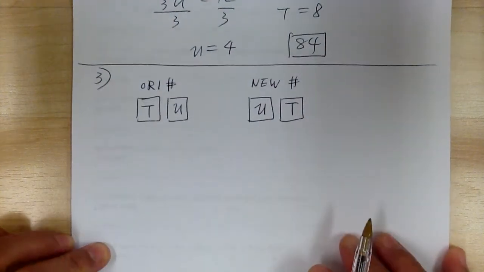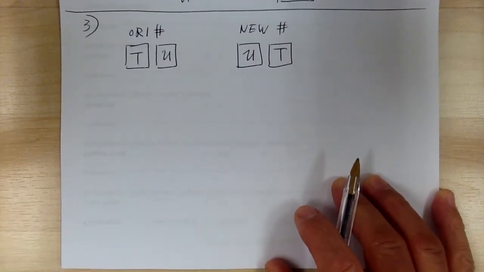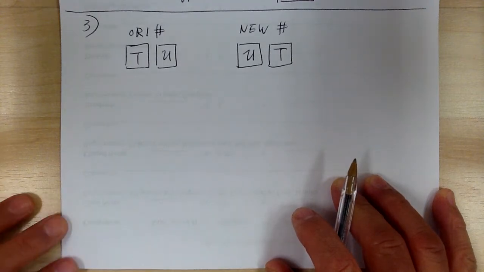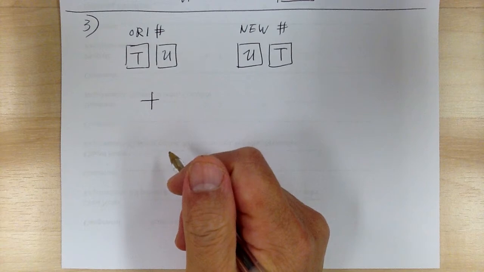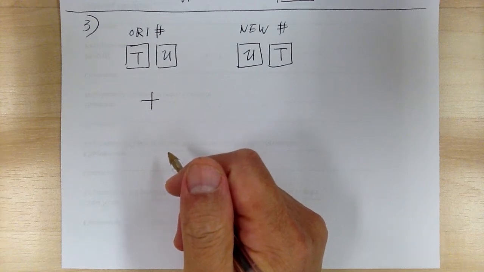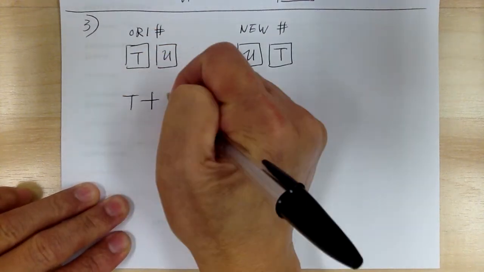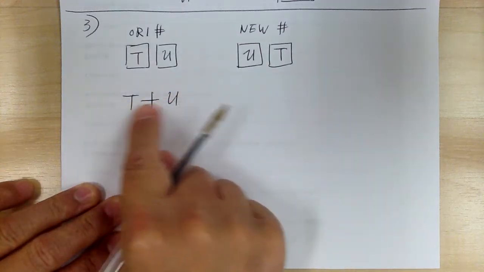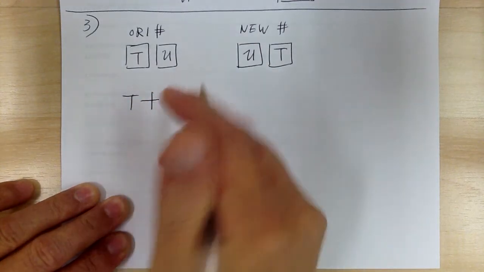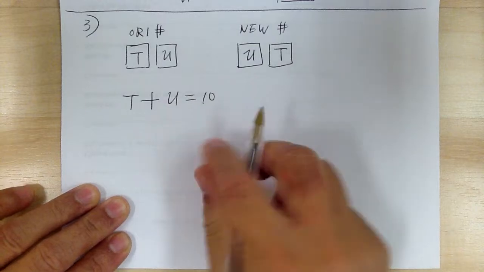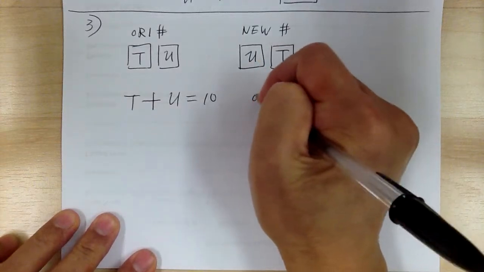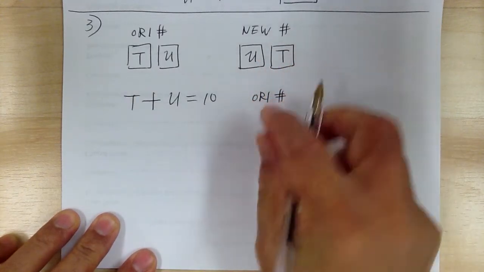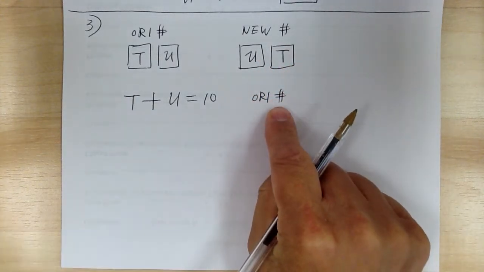Now you go back, you're going to read and translate into equations. So it says the sum, so that's plus, right? That's what sum means. The sum of the digits of a number. So digits are just T and U, right? The sum of the digits of a number is 10. The next one, it says the number. Now, the number means the original number. So when you translate, you need to do this. So original number, that's what the number means.